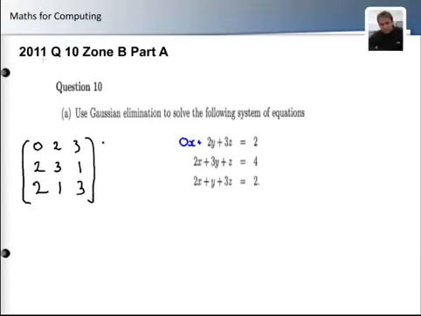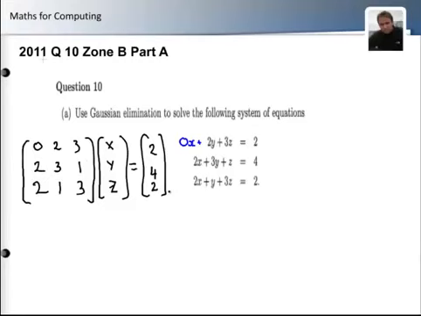Okay? Then we can put in the variables as a column, and we have x, y, and z. And then on this side over here, we have those values there, 2, 4, and 2. That's how we can rewrite that as a system of linear equations in matrix form. That's matrix notation even. Matrix form, yeah.